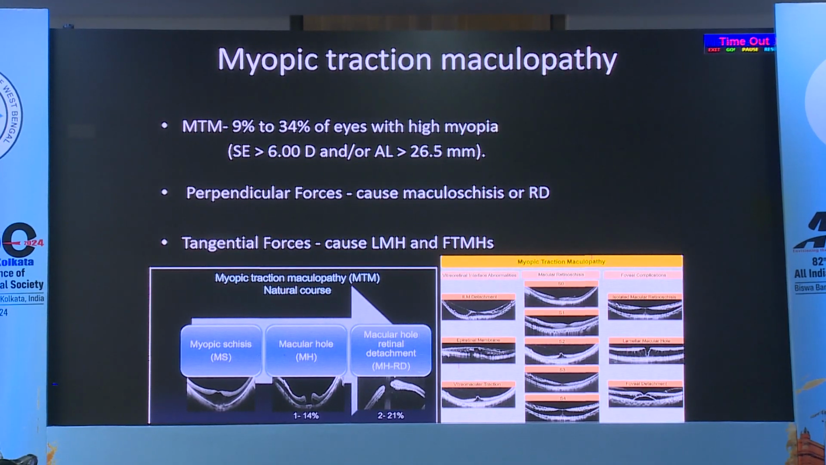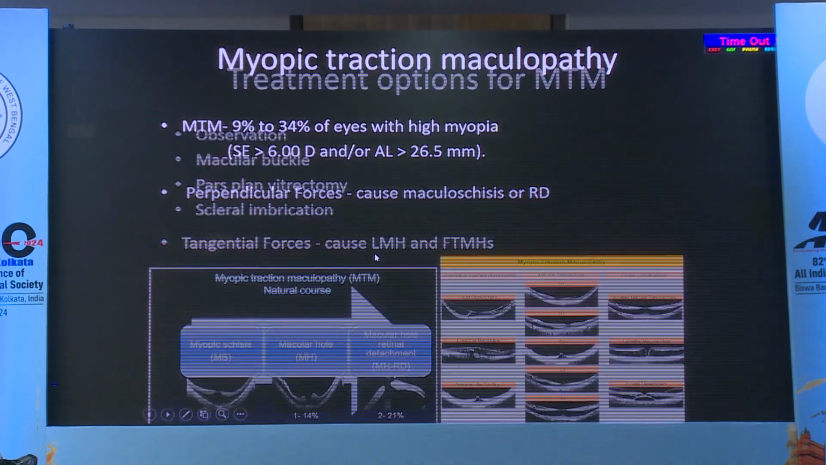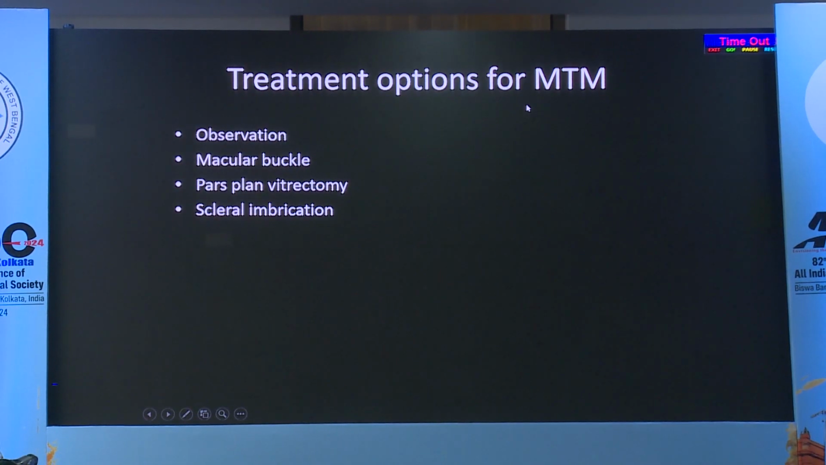The last entity is myopic traction maculopathy. Either you tend to see a schisis, a macular detachment, or macular holes. So what are the treatment options for myopic traction maculopathy? Either you observe, or do a macular buckle, or a pars plana vitrectomy, or scleral imbrication.